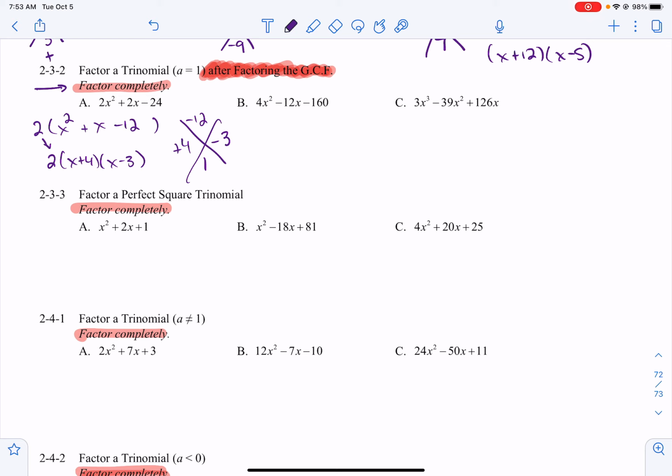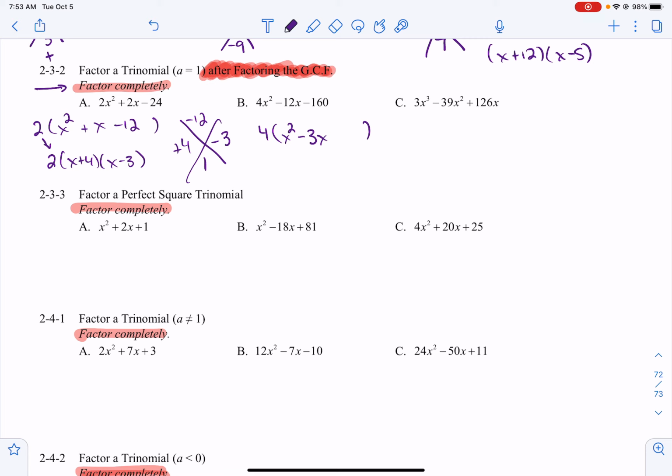Part B, there is something in front of the x squared. So I'm looking to see what goes into 4, 12, and 160. And I think the whole thing of 4 goes into all of those. So 4x squared divided by 4 is x squared. Negative 12x divided by 4 is negative 3x.